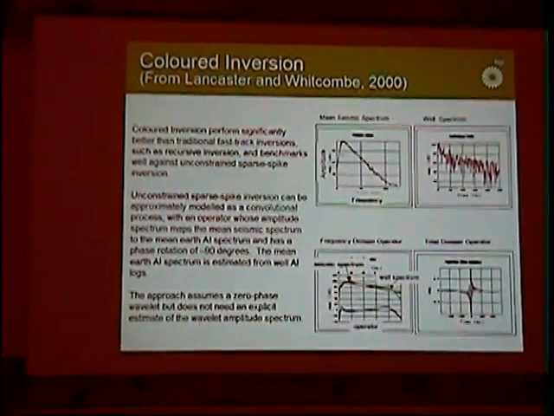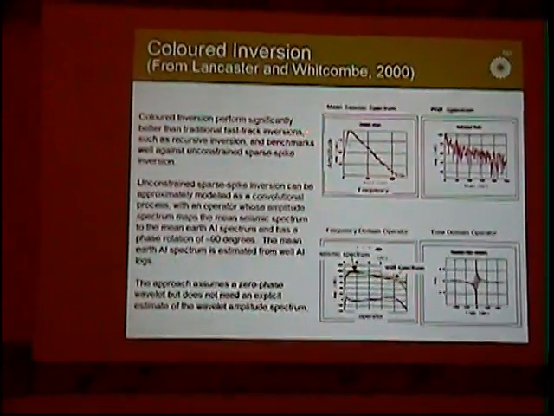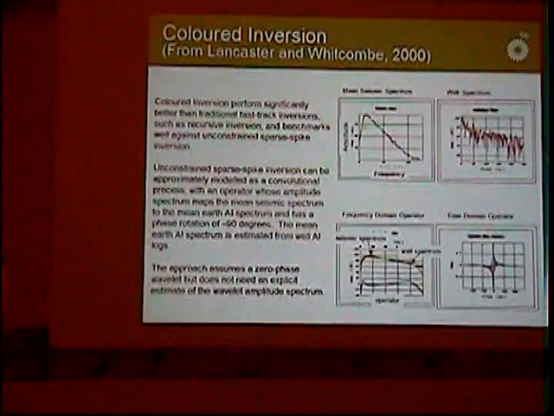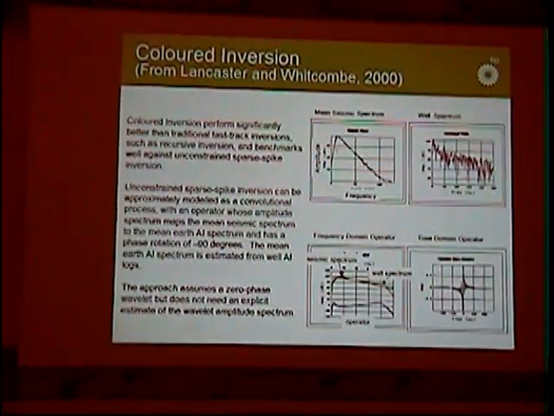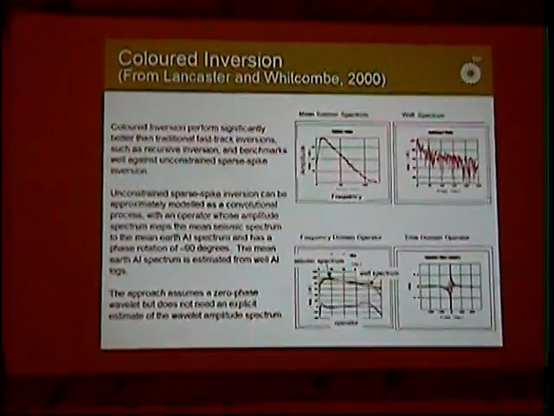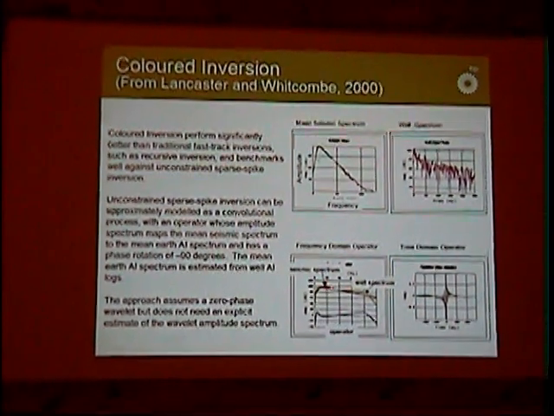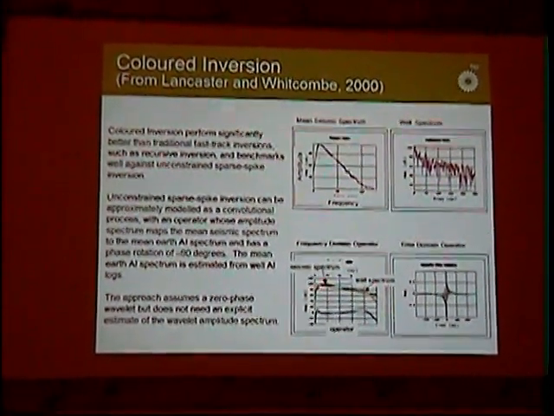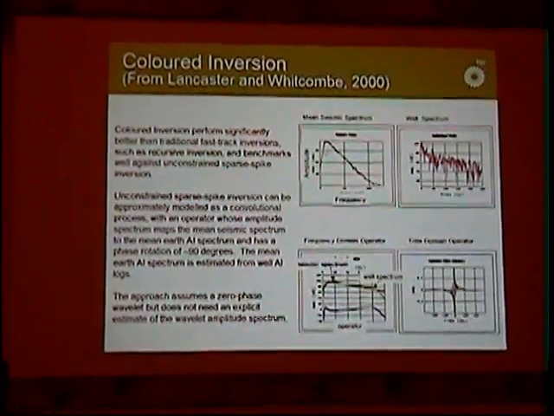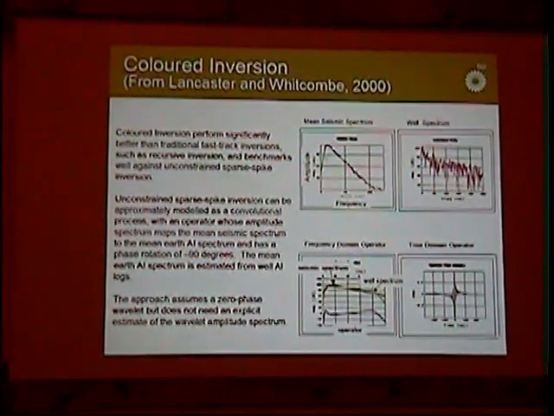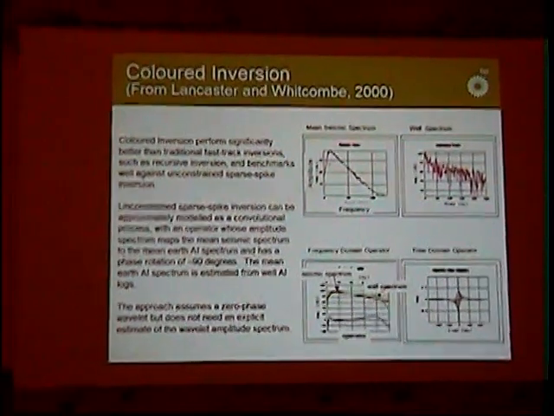Basically, what the method is doing is, it's a convolutional operator, and it's looking at your seismic spectrum and your log spectrum, and trying to match your seismic spectrum, which is in red in this case, to the well spectrum, which is in green. So it's a matching operator, and it has a phase rotation of negative 90 degrees. Hence, in inverted data, you map zero crossings to zero crossings.